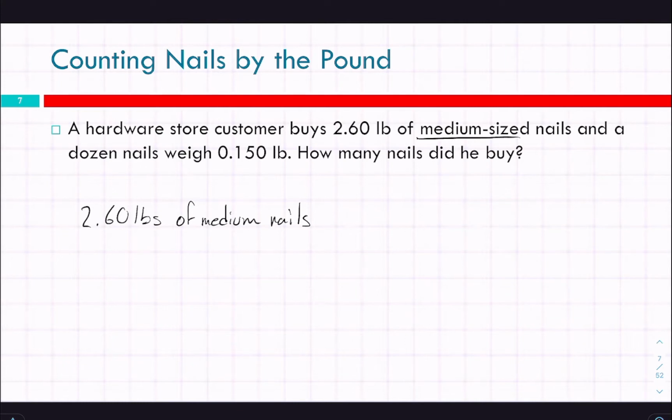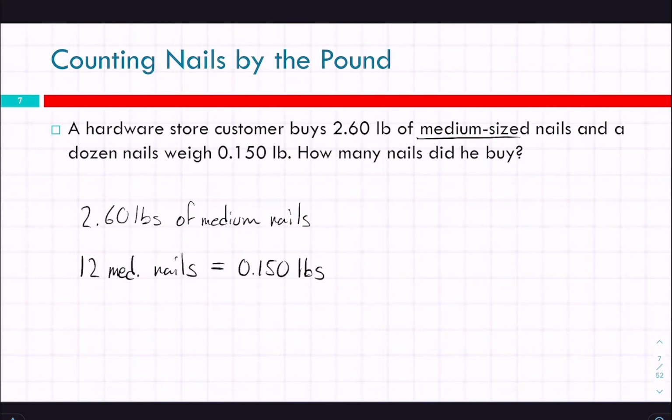And a dozen nails weighs 0.150 pounds. So we can say 12 nails, or even better, 12 medium nails weighs 0.150 pounds. So how many nails did this person buy? At this point, you should look at this and think that that looks like a conversion factor, and it is.